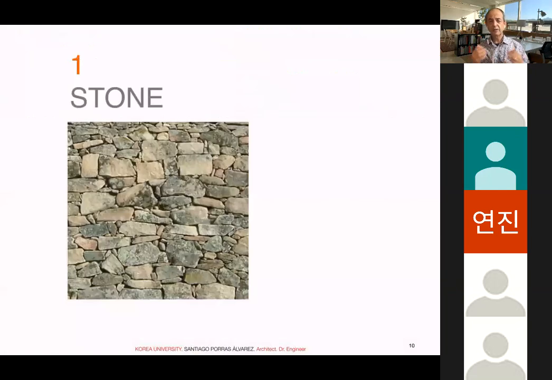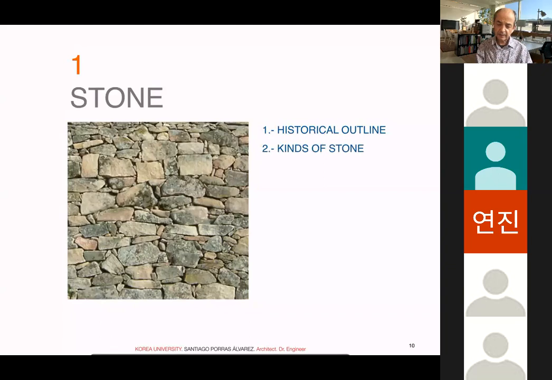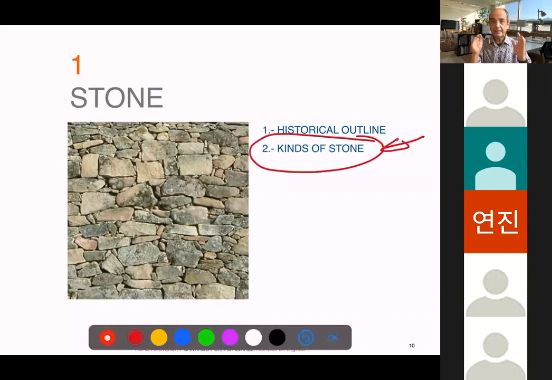So stone, how we divide this chapter. We will go very fast into the history of how this material has been used. In the case of stone, the history is very long, but the milestones are very clear, so not so many. Then the kinds of stone. Given that this is a course on materials, you should be familiar with this, so you can distinguish more or less the basic kinds of stones. We're not going to be very strict. For construction and architecture, we don't need to be very scientific.